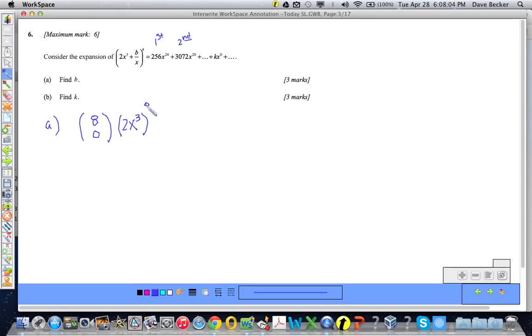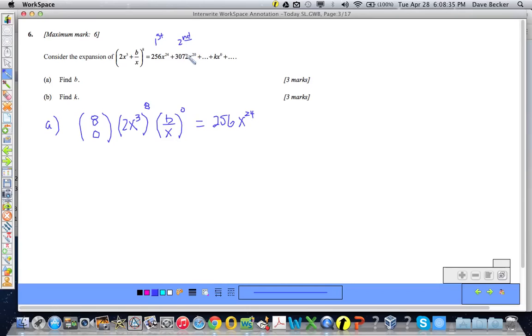to the 8th power, times the second term, and we hardly ever write this, and you'll see why in a second, b over x to the 0 power. We don't write this because anything to the 0 power is 1, so this whole thing is equal to 1. Okay, so the b is gone, but we know that that is equal to 256x to the 24th. But that does not help us find b because the b disappears.